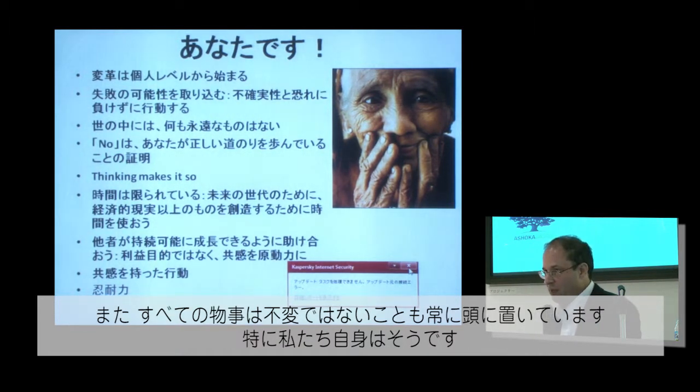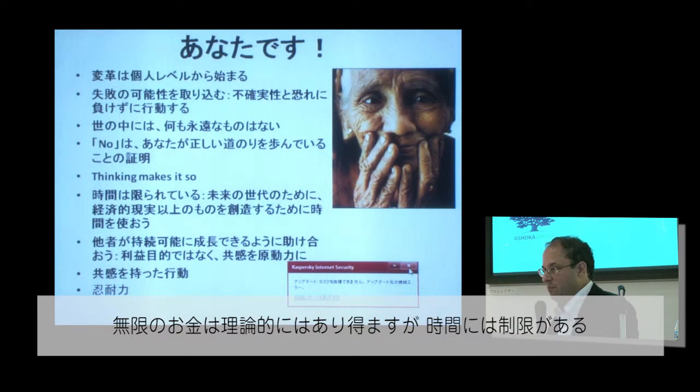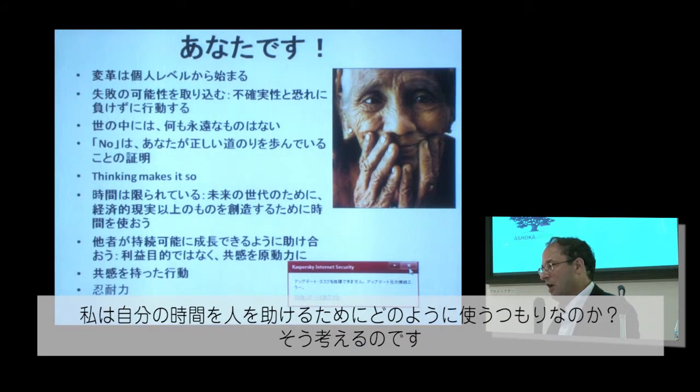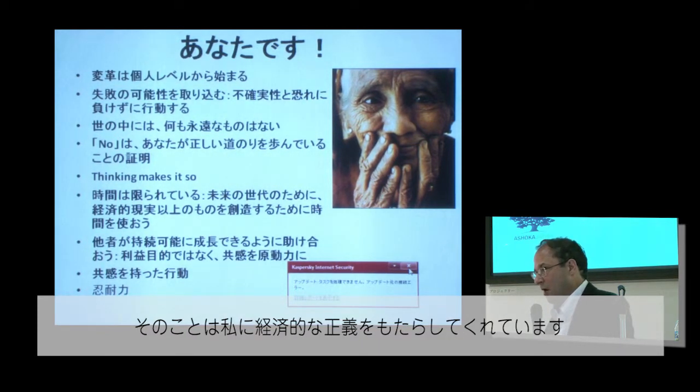And also to keep in mind that everything is impermanent, especially us, you. We don't live forever. And when I think about that, I think, okay, theoretically there's unlimited money, but there's limited time. How am I going to use my time to be helpful to others? So think about that. Think about how you can use what limited time you have, and you never know when it's going to end. And for me, it's about bringing about economic justice.